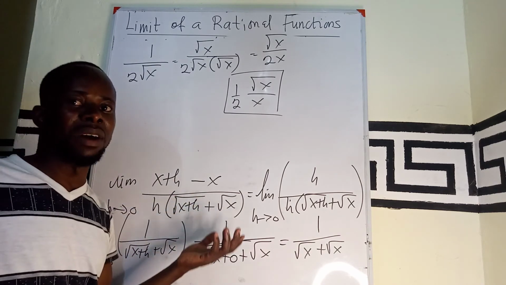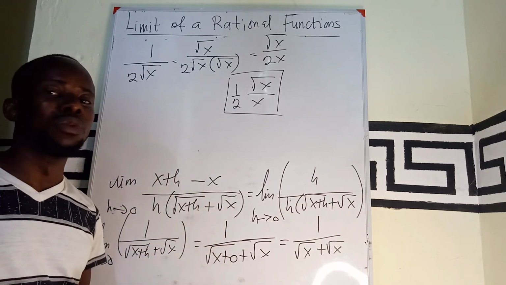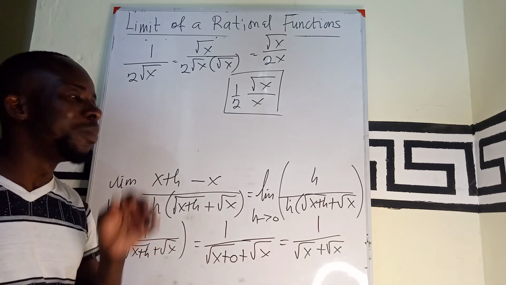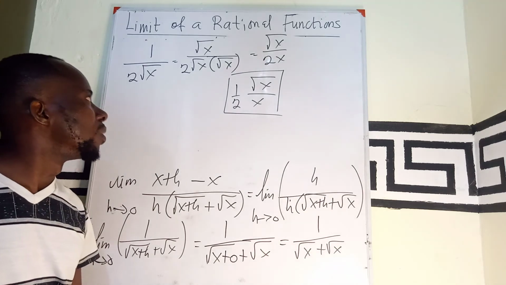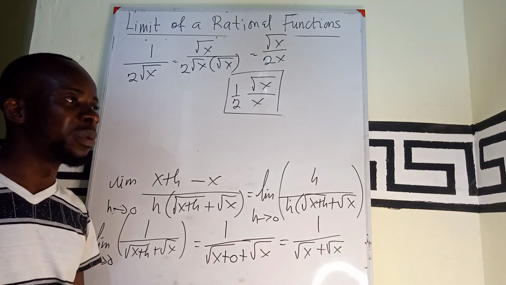So this is a rational function. All you need to do is make sure your denominator is not equal to 0. Then all other things will follow by expansion or simplification.